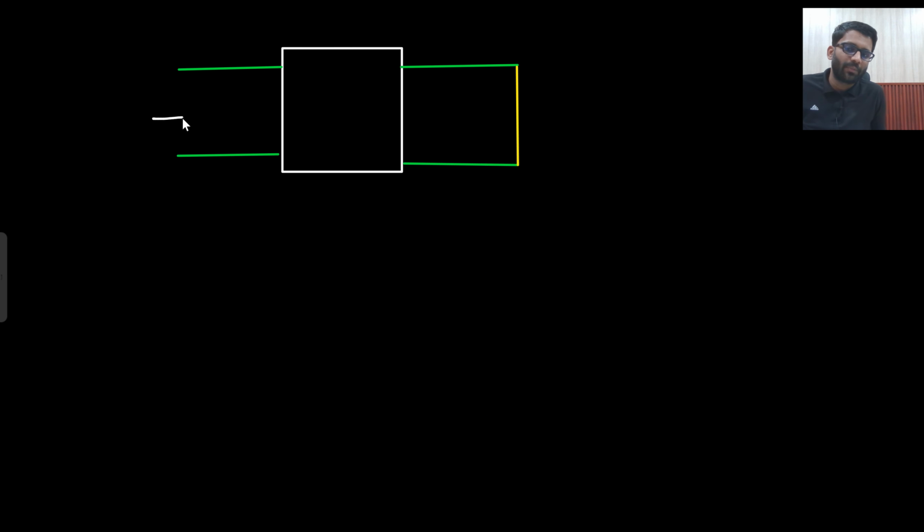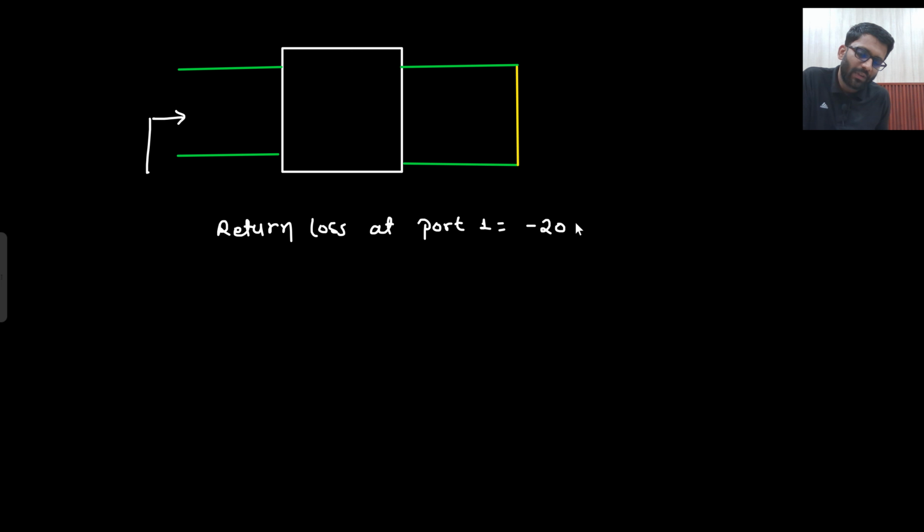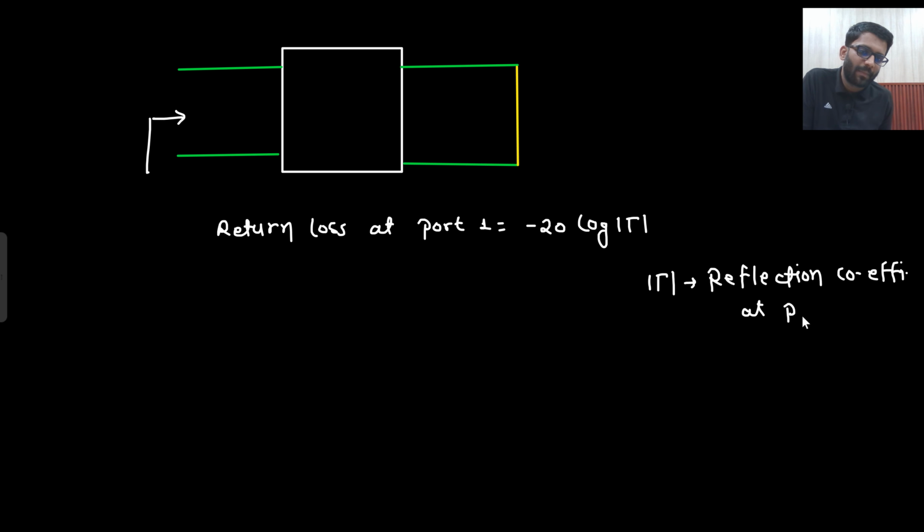So what you are supposed to find? Return loss at port 1. What is your return loss? Return loss at port 1 is equal to minus 20 log 10 mod of gamma. And what is gamma? Reflection coefficient at port 1, right? So what do I need to find?